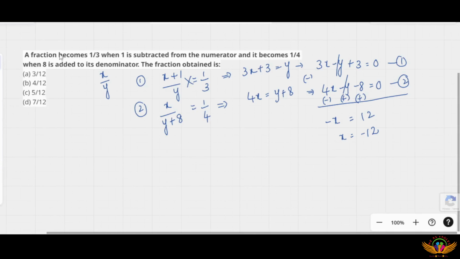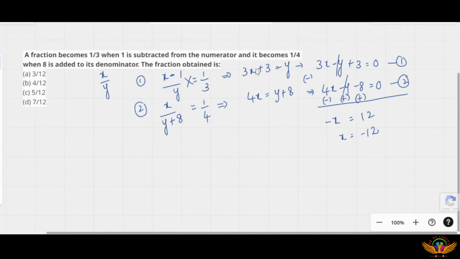Sorry, actually here the question says that 1 is subtracted, but I added it. Yeah, see, sometimes we make this kind of silly mistake. One small sign change gives a wrong answer. So, hence it is x minus 1.